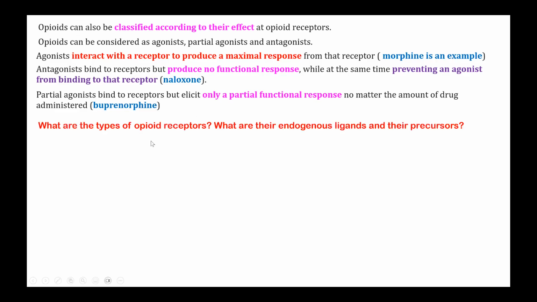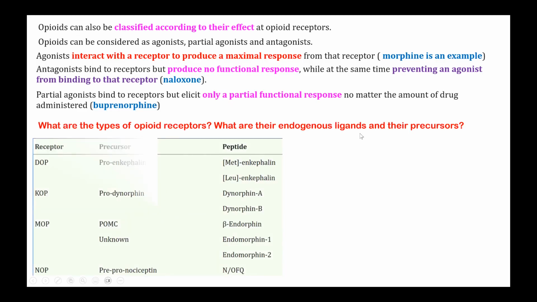Next, the types of opioids and their endogenous ligands, because endogenously also we have some chemicals which can stimulate the opioid receptors, and that knowledge is very important. The precursor for DOP, the delta opioid peptides, is proenkephalin, whose active forms are met-enkephalin and leu-enkephalin. Similarly, for MOP, you have beta endorphin, endomorphin 1 and endomorphin 2.